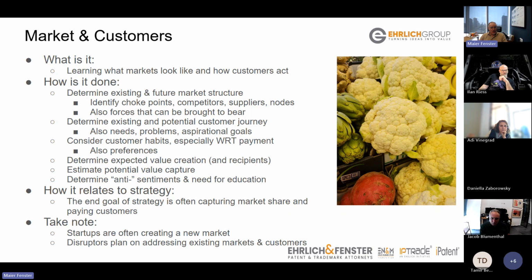What does the customer journey look like? What are the customer habits and preferences, especially regarding how they pay? What do people not like? What is the potential value capture? Because your strategy is trying to increase your value capture, but if there's nothing left to capture, maybe you shouldn't go there. And just to note, startups often try to create a new market, not always. Disruptors plan on taking over an existing market by giving a product which disrupts television. Okay, so they want to take television viewers.